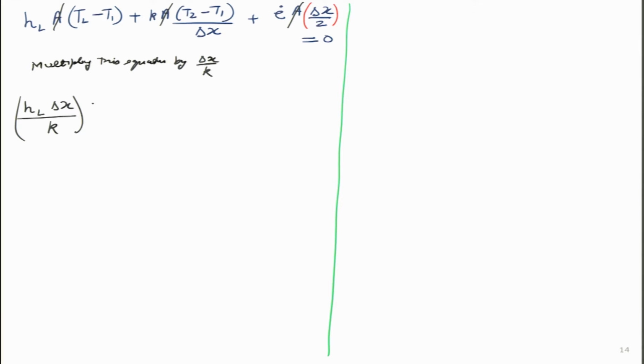So, what we are left with is T_L minus T1 plus T2 minus T1 plus E dot delta x square by 2k is equal to 0, right. Now, let me go ahead and ask a question: what is this first term over here equal to? And I think we have probably answered that a couple of slides back.